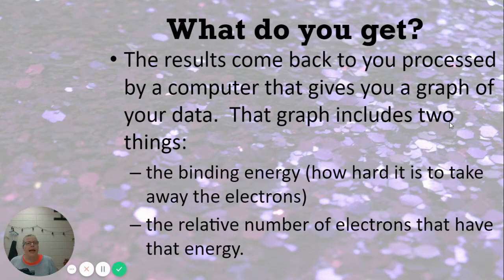And what ends up happening is after those electrons go through the energy analyzer, you get some data that's processed by a computer, and eventually it gets put out into a graph that contains two things. You're going to have something called the binding energy, and that's going to sit on the x-axis, which, if you remember, is the horizontal axis on your graph. The binding energy is how hard it is to take away the electrons. So the higher the energy value, the harder it's going to be to take those electrons away. The other thing that it's going to show you is the relative number of electrons that have that energy.